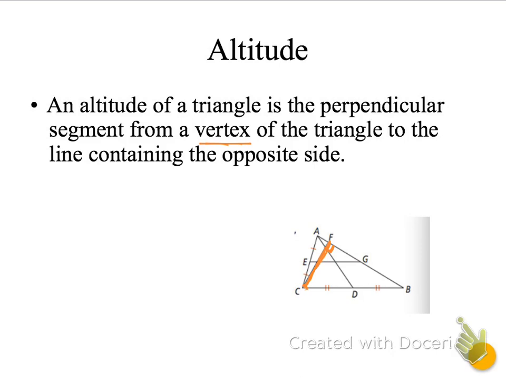Okay, so we have the perpendicular segment from the vertex of the triangle to the line containing the opposite side. So it has to be going to the line on the opposite side of that vertex that we chose. Okay, so it's going to create the perpendicular line to the line across from the vertex. So just try to remember this: the altitude is always perpendicular.